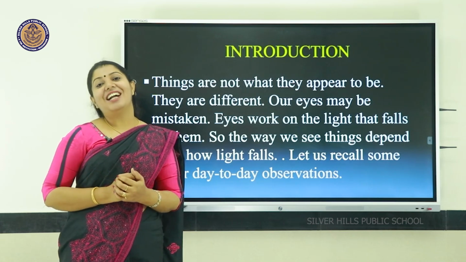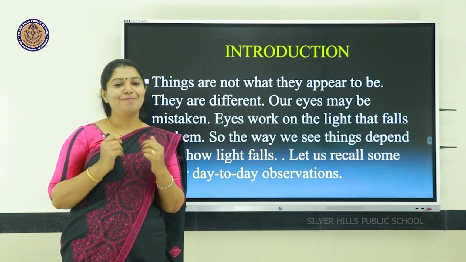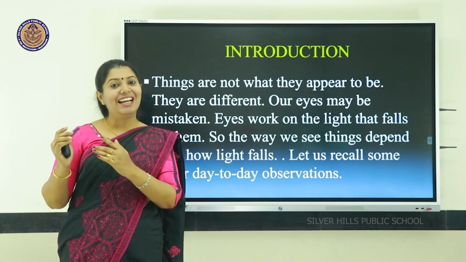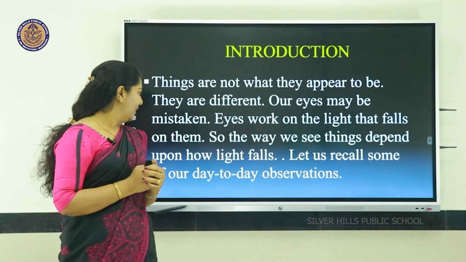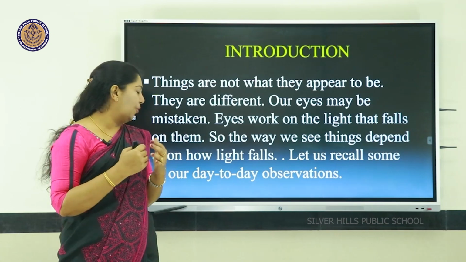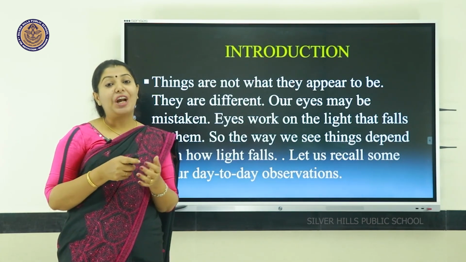Things are not what they appear to be, they are different. Sometimes our eyes may be mistaken. Our eyes depend on the light that falls on them. So, the way we see things depends upon how light falls. Let us recall some day-to-day observations.